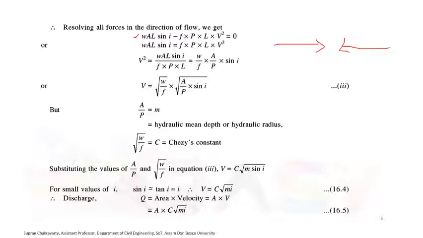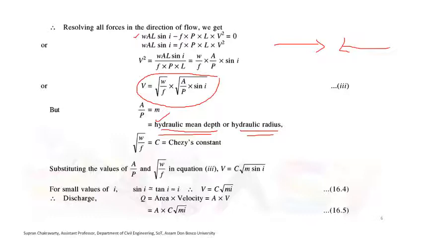Now if we simplify it, we get a very important relation. V is equal to root over w by f into root over A by P into sine i. Once again, I'm reminding you, i is the slope. Then A by P is known as m, which is the hydraulic mean depth or hydraulic radius. A by P means the flow area divided by the perimeter, which will give us the hydraulic radius or depth.